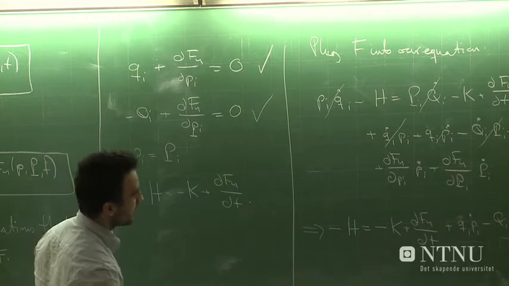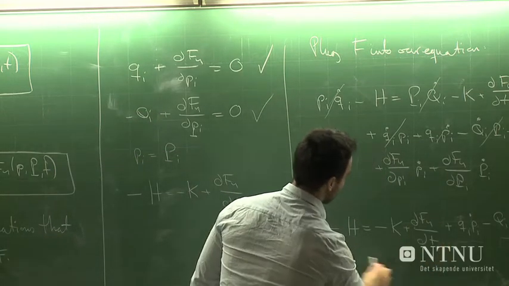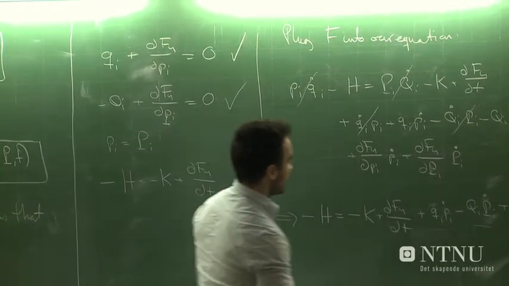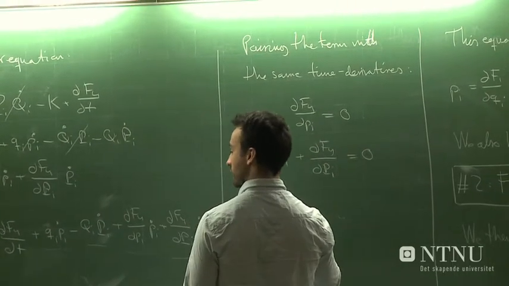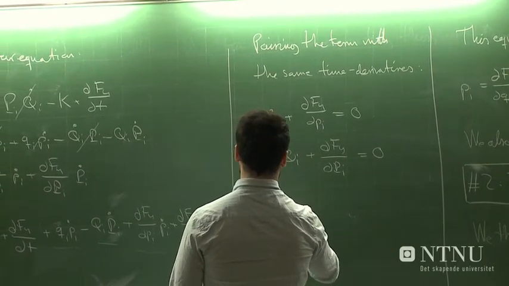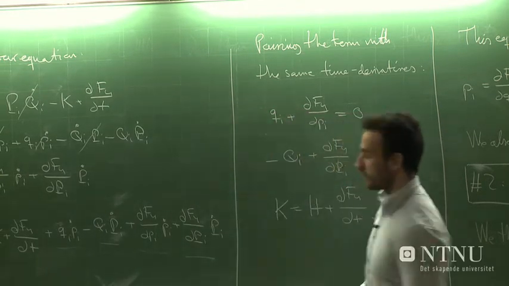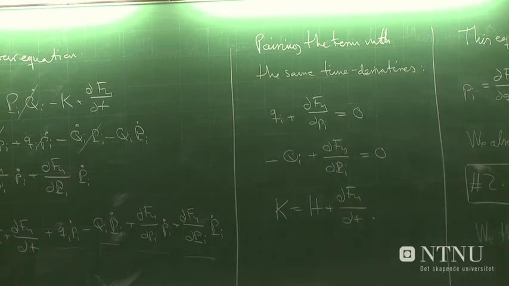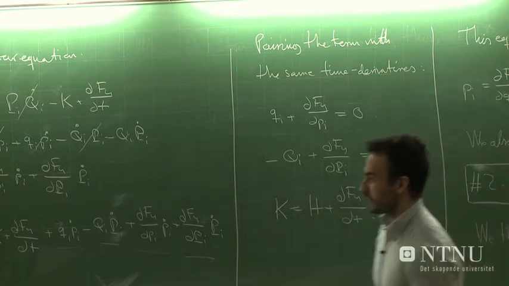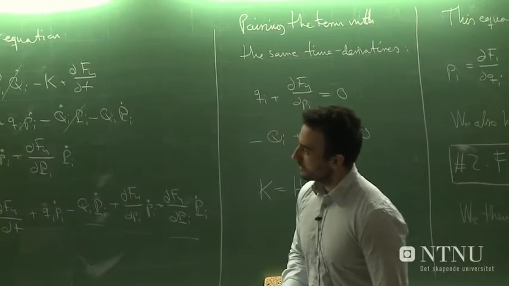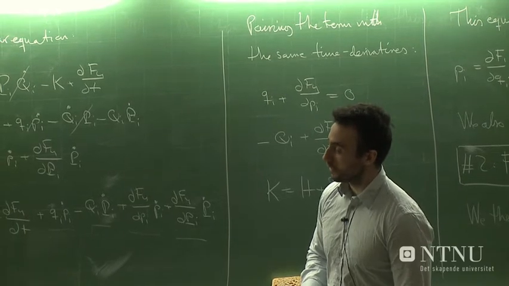So that's okay. And then we just have the remaining terms here, which follows the generic pattern we've seen so far. Namely that K is equal to H plus the partial time derivative of f4. And this is exactly what you have here. So all in all, I think you were right.